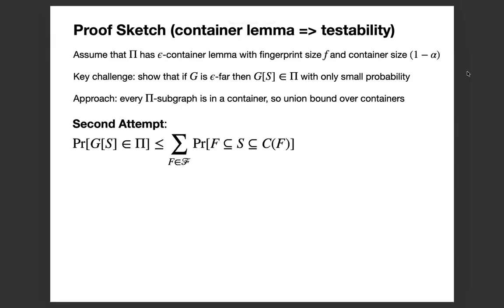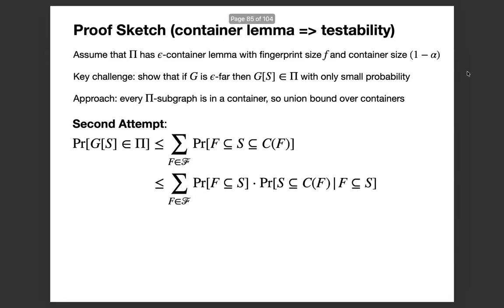So instead of union bounding over, well, we're still going to union bound over the fingerprints, but there was this additional condition in the container lemma which says that not only is S contained in the container, but also the fingerprint is a subset of S. And when you do the conditional probability, you end up getting something like this. And this is going to save us from that log n.